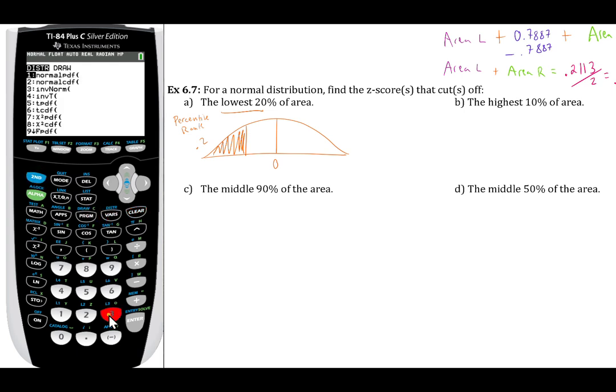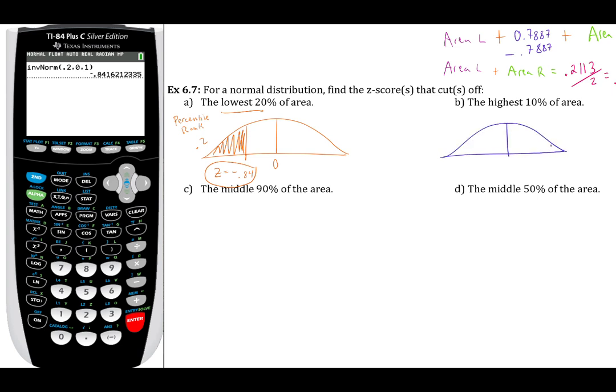So second vars, number 3, our area to the left is just 0.2. And we'll get that the z-score is negative 0.84. That's our answer. For part B, it's asking for the highest 10% of the area. If we're looking for the highest 10% of the area, we're really looking for the 90th percentile. So again, I'm just going to go through this as quickly as possible. We're just going to change the area to 0.9. If the area to the right is 10%, the area to the left is 90%. Making that into a decimal, we'll get 0.9. So I'm just going to type in 0.9 for my area, and we'll get that the z-score is equal to 1.28.